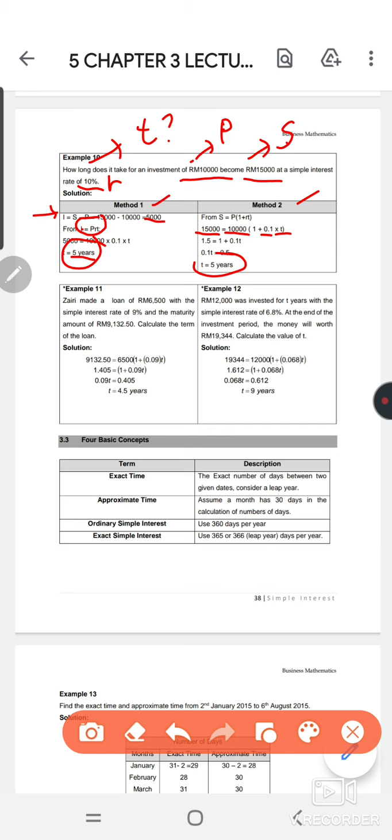Okay, so you can solve example 11 and example 12. Okay, so yang ni adalah penggunaan formula I equals to PRT, formula S equals to P plus I, and formula S equals to P(1 plus RT). Yang ni dia sebenarnya formula yang sama, cuma yang ni dia factorize. Okay, so you can complete all the example.